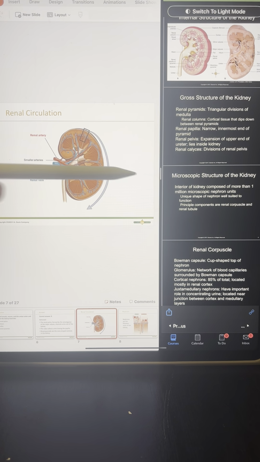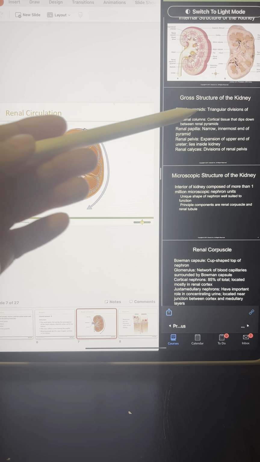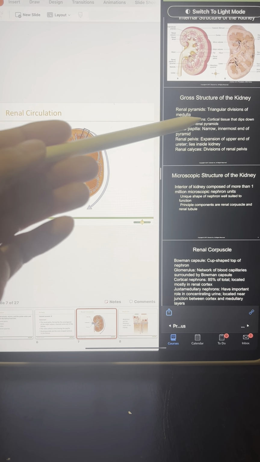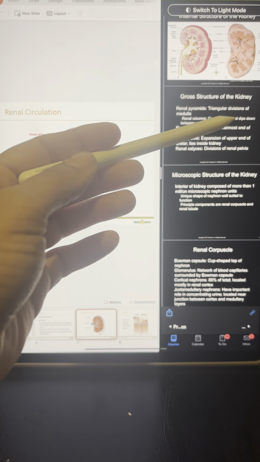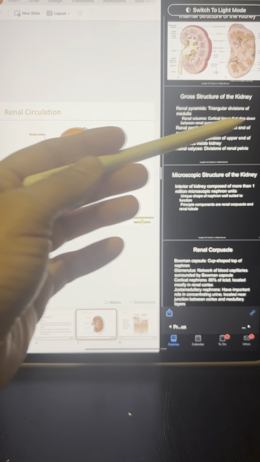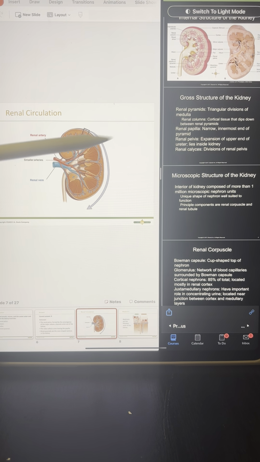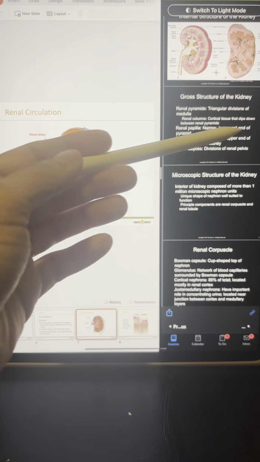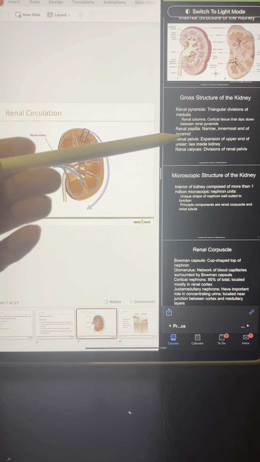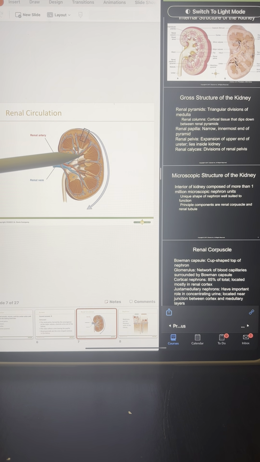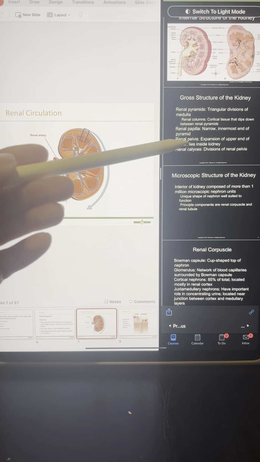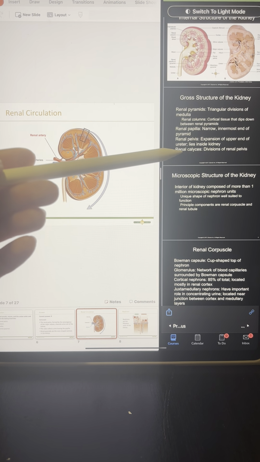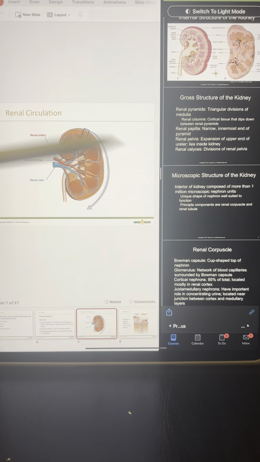Let's go through these over here. Your renal pyramids are triangular divisions of the medulla. That's the triangles. Renal columns, cortical tissue that dips down between the renal pyramids. That's in between. Renal papilla, narrow innermost end of the pyramid, which is going to be the smaller part. Renal pelvis, expansion of upper end of the ureter, lies inside the kidney. Renal calyces, division of renal pelvis.